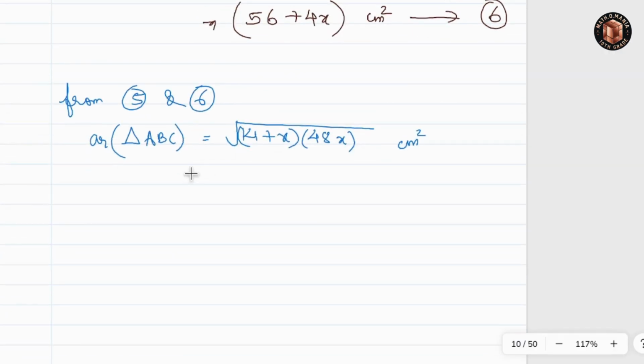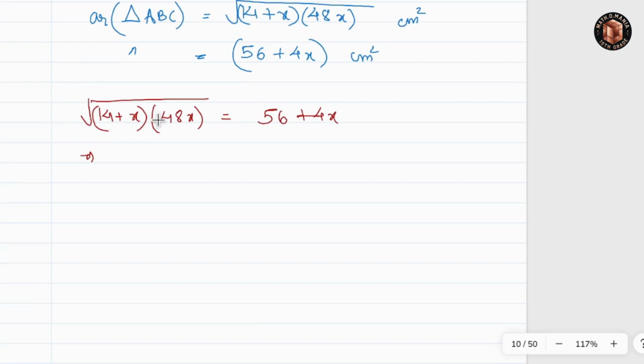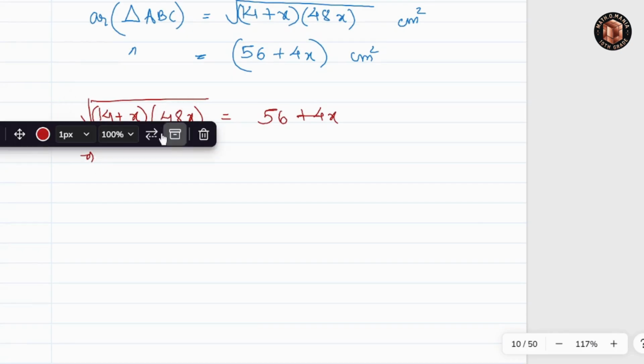the next equation is what? Area of triangle ABC equal to what? 56 plus 4x centimeter square is the second equation, right? So I can write, therefore what? I can equate them both, right? On equating them both, I can write root of (14 plus x) into 48x, which is equal to 56 plus 4x, right? Now I need to remove the square root. So what I will do, I will square both sides.